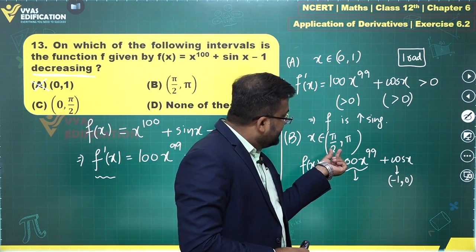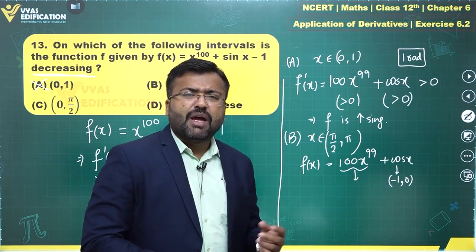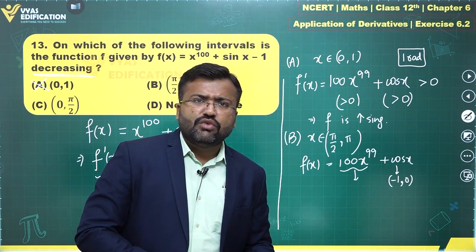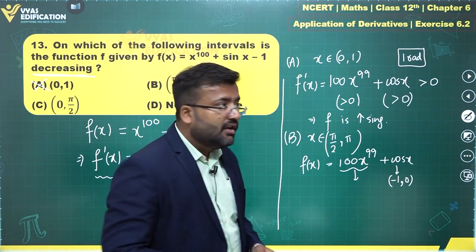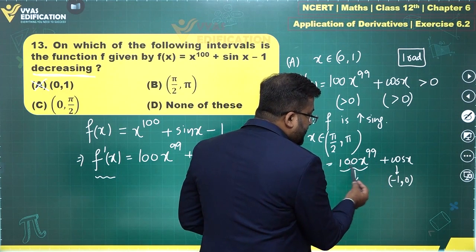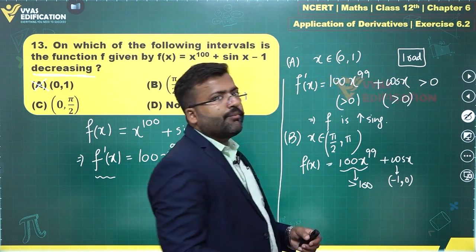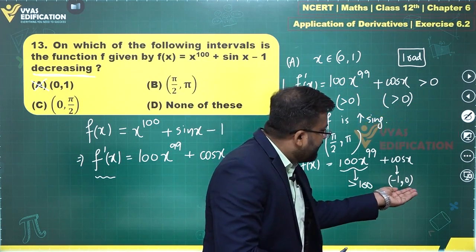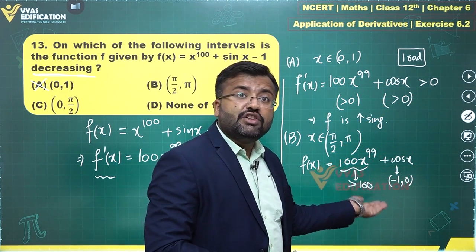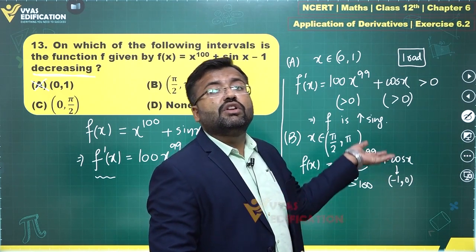x is greater than pi by 2. Pi is 3.14, so pi by 2 is 1.57, which is greater than 1. So, greater than 1 multiplied by 100, this quantity will anyway be greater than 100, yes or no? Yes. Even if you add minus 1 to this quantity, this would be very, very huge, still greater than 100.